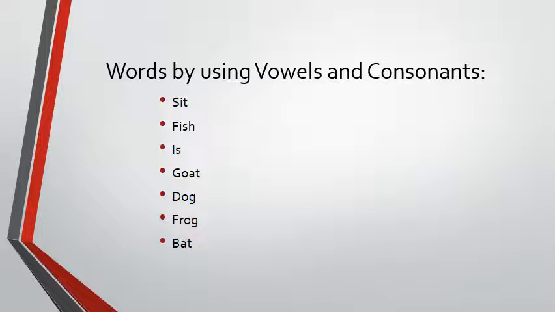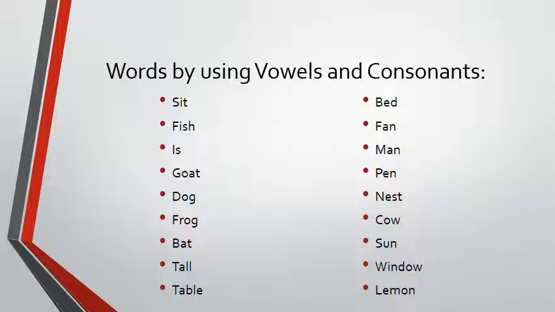FROG, frog. BAG, bag. TALL, tall. TABLE, table. In this word again I took 2 vowels and 3 consonants. Now see the next word, BED, bed. In this word I take only 1 vowel and 2 consonants. FAN, fan. MAN, man. PEN, pen. NEST, nest. In this word I took 3 consonants and 1 vowel and I made the word NEST, nest. COW, cow. SUN, sun.